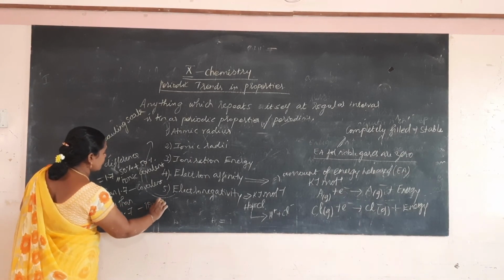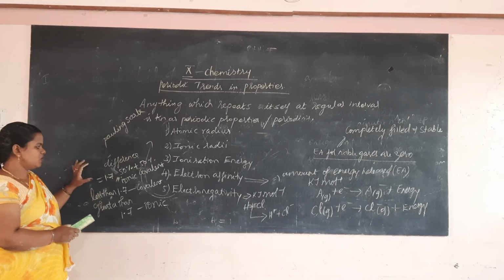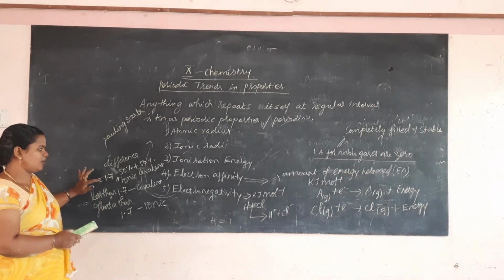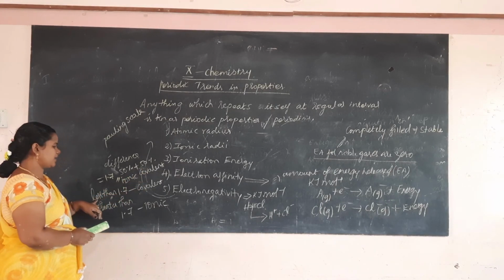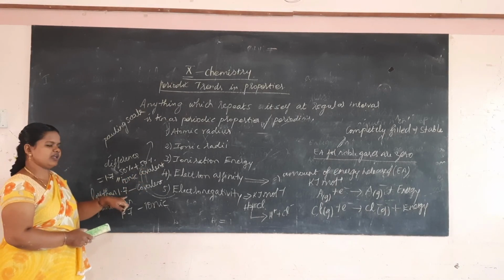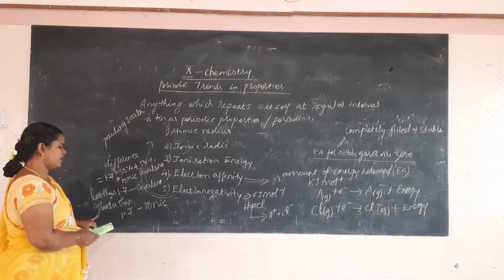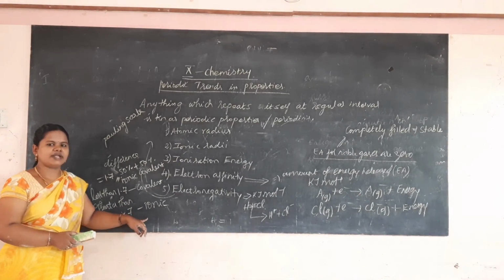So this you have to remember. This can also be asked in one word. When the difference in electronegativity is equal to 1.7, it is 50% ionic and 50% covalent. When the electronegativity difference is less than 1.7, the bond is covalent. When the electronegativity difference is greater than 1.7, the bond is ionic.